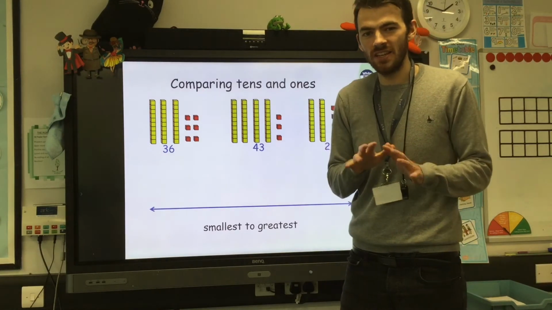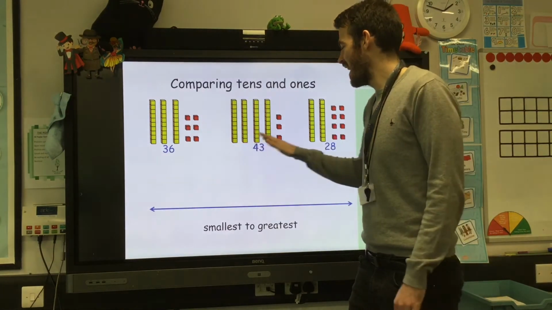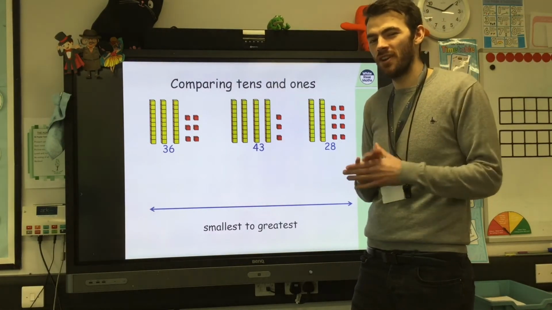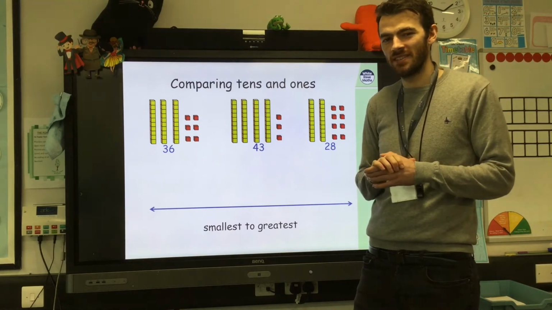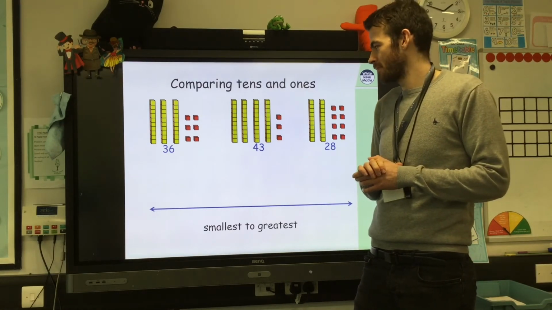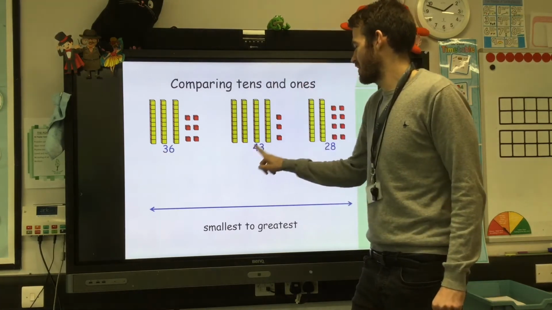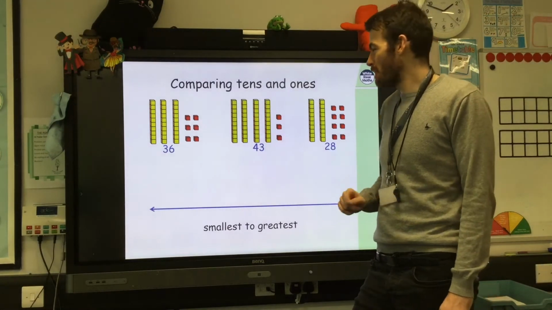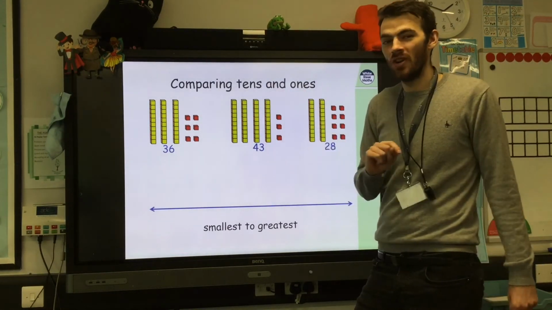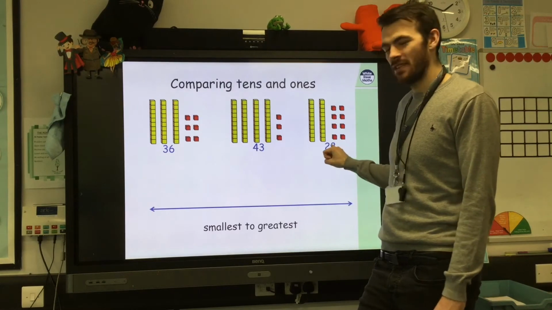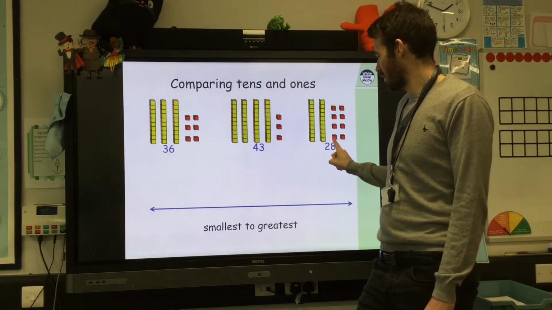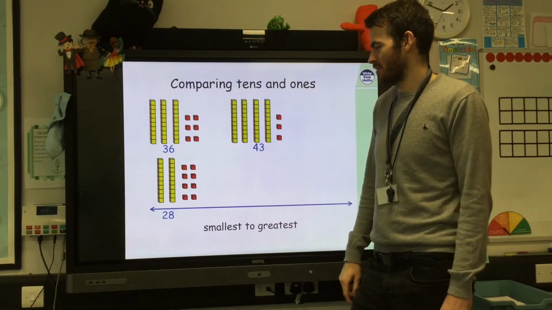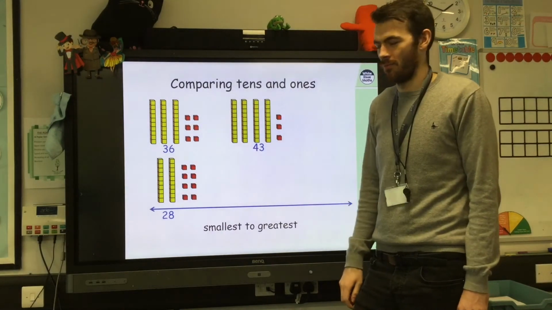So the first thing I need to do is look at the amount of 10s, and see if I can use that to help me order them. Can you have a go at that? Which is the smallest amount of 10s? So we have 3 10s, 4 10s, and 2 10s. 2 10s is the smallest amount. That means that 28 is the smallest number. Even though it has the most 1s, it is smallest because it has the least amount of 10s. So we know that's the smallest amount because 10s are worth more than 1.